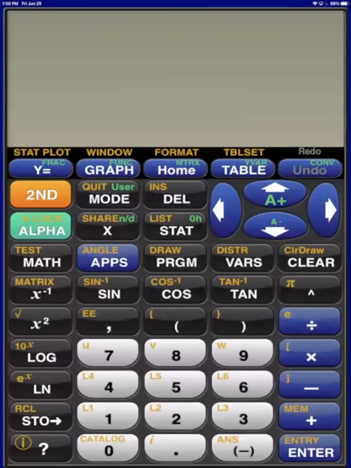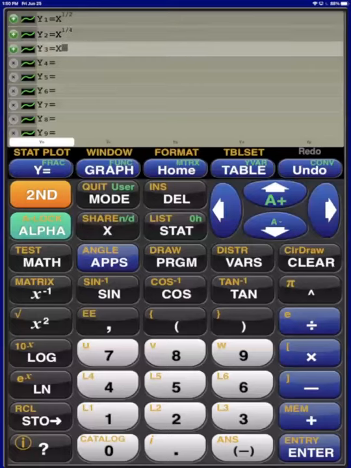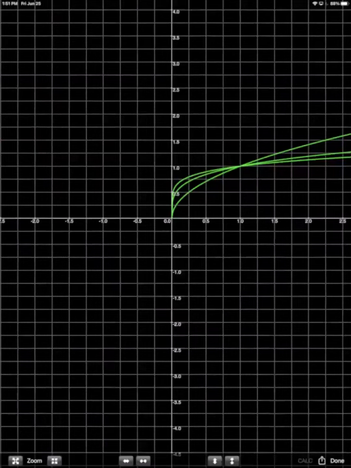And then we'll do this once more. Y is equal to, whoops, let's go back and down here we go. x to the 1 divided by 6. Graph. So there we see the three curves.